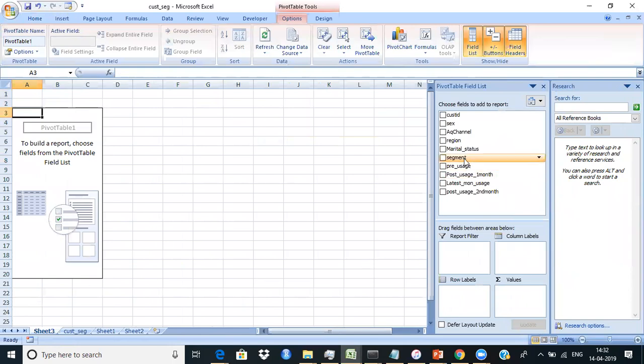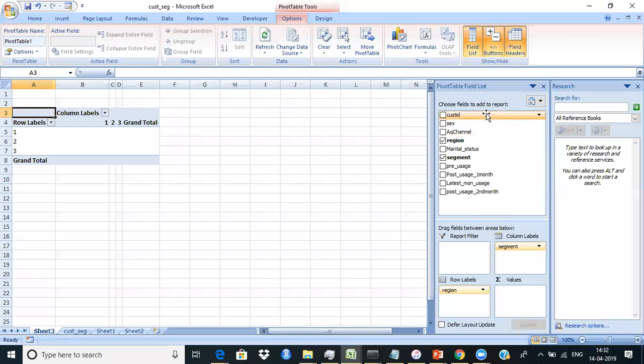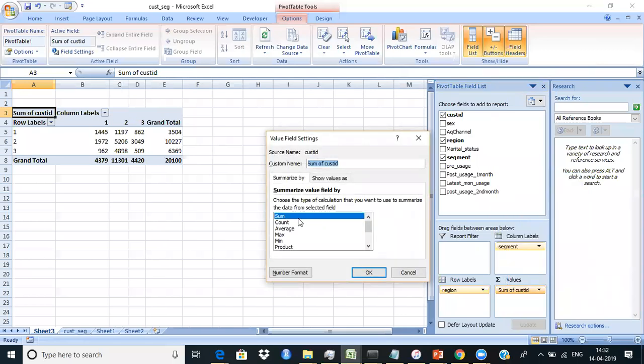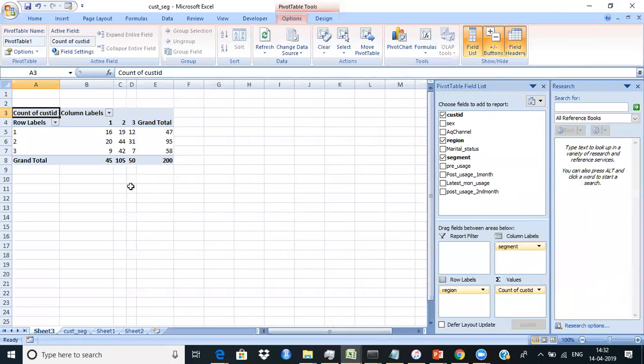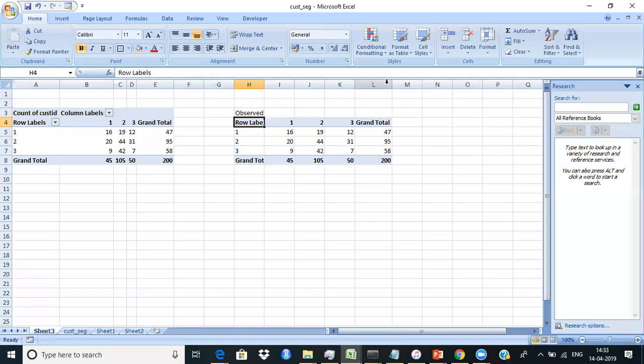What I do is I create this segment here and region here, and I count the customer IDs. So this is the cross tab. So this becomes my observed. Okay. Now I need to get my expected.